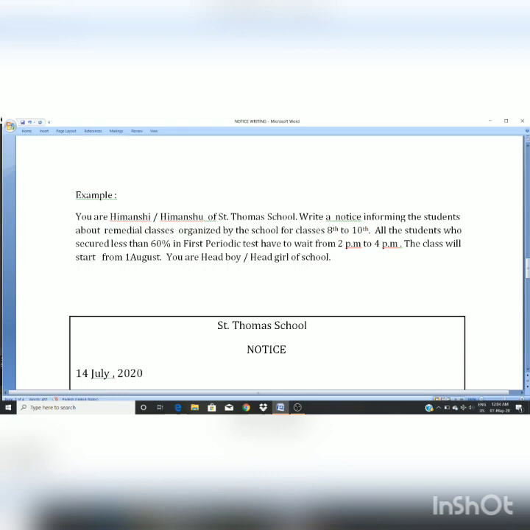For whom are you writing the notice? For students of class 8 to 10th. Okay, so let us see.